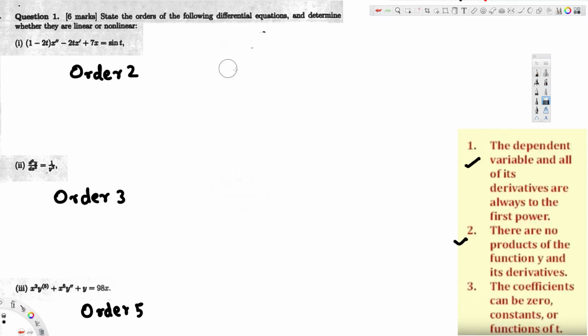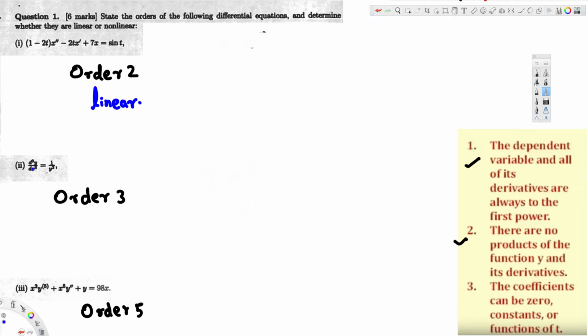For this one, since our order is related to y, if you have any multiplication of y with the derivative, that's not linear. So this one shouldn't happen, and that's what the second rule says. But here we don't have any x multiplication, only the orders are there: x double prime, x prime, x. We don't have any other x multiplication, so this is linear. This is linear.